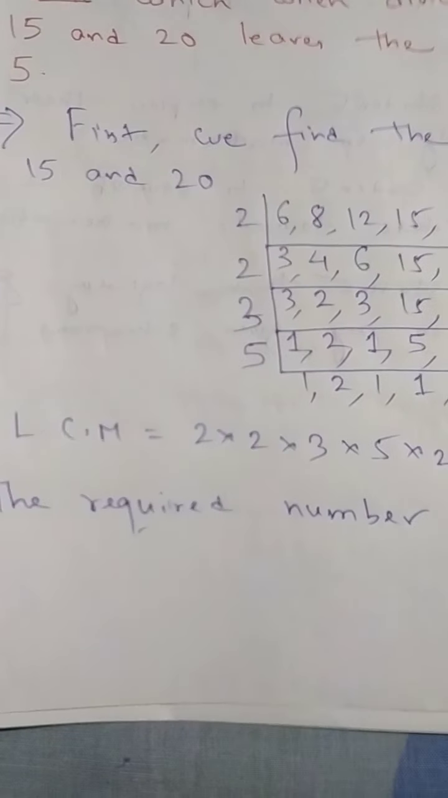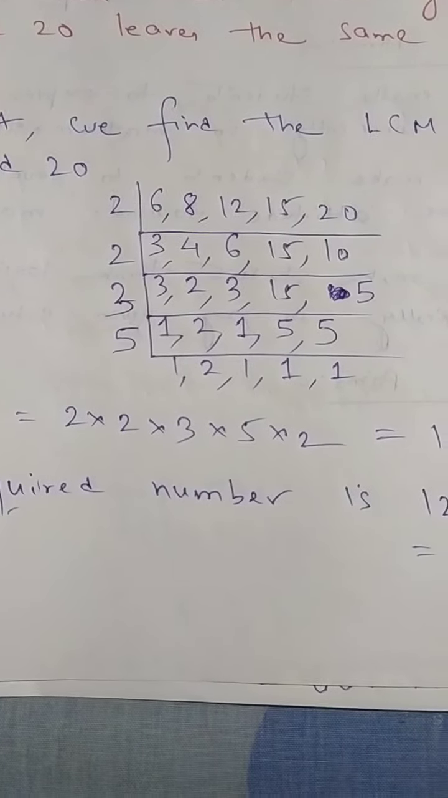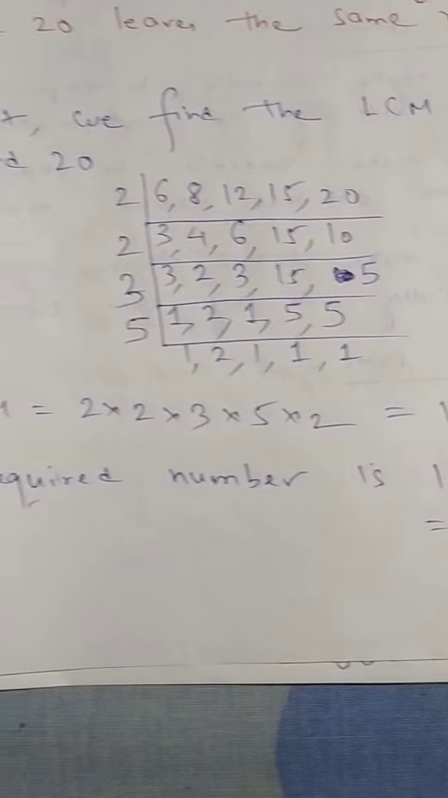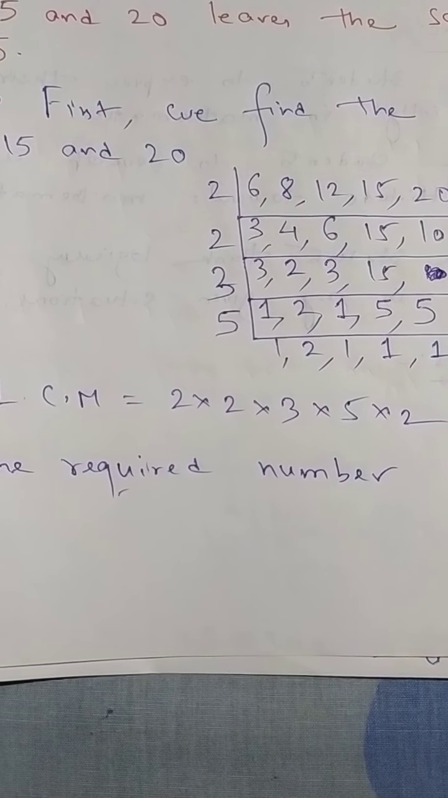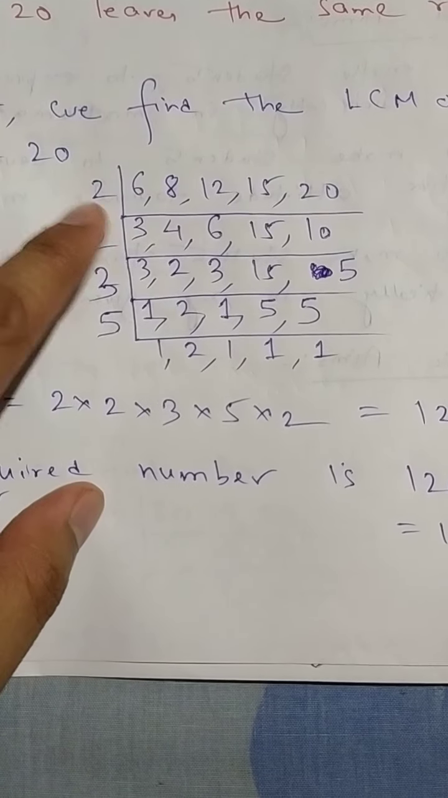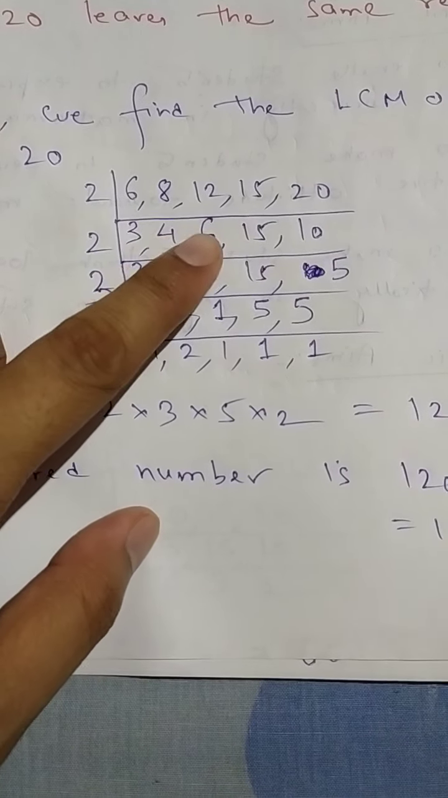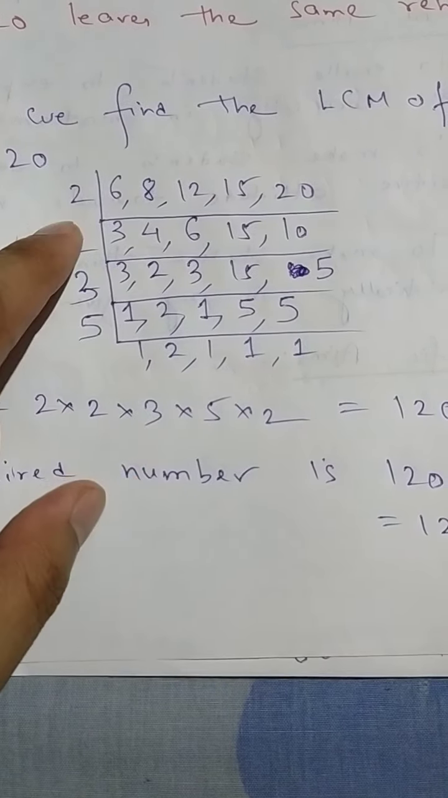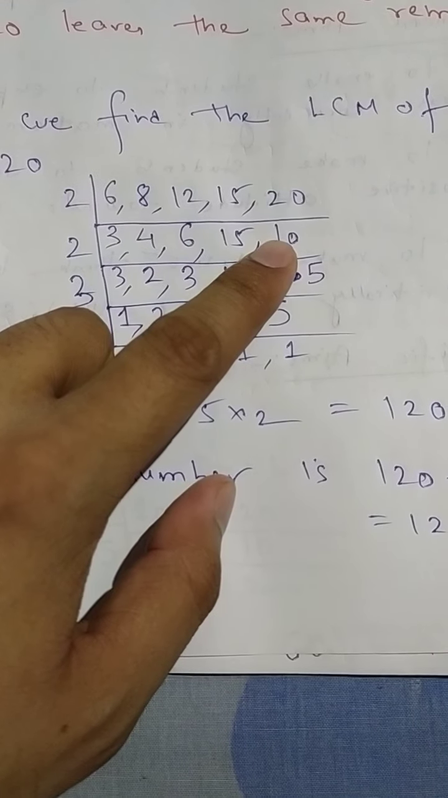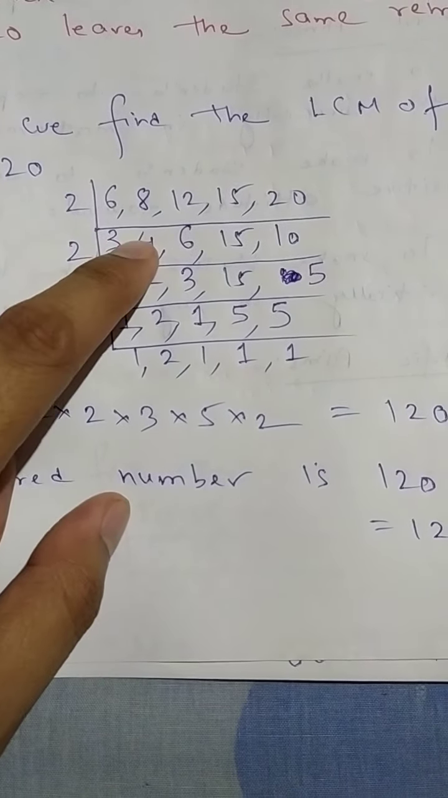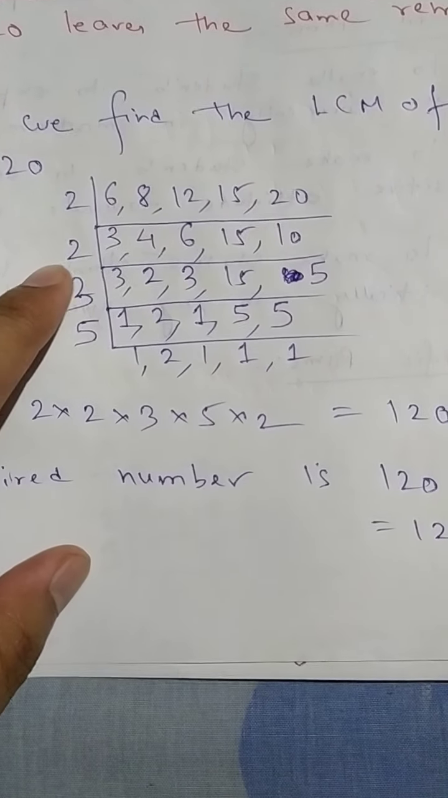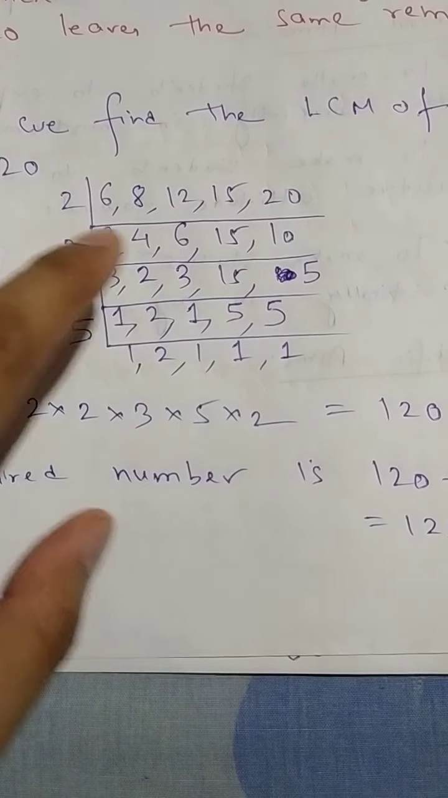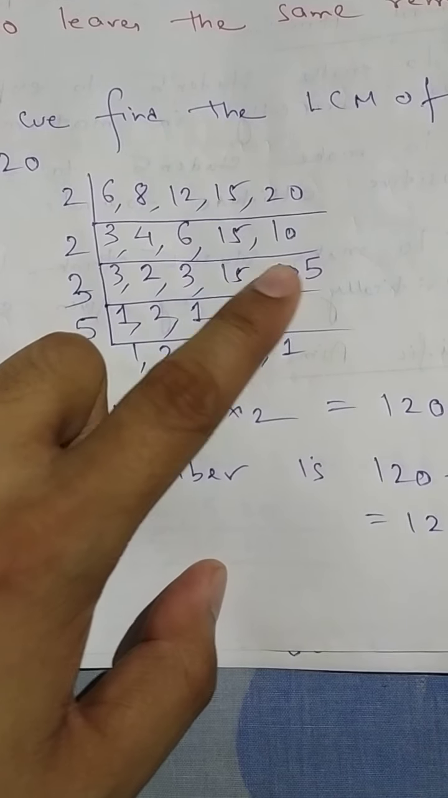So what is the statement? First we find the LCM of 6, 8, 12, 15 and 20. So first with 2: 3, 4, 6. Now if a number is not divisible, you have to write down that number. 15 is not divisible by 2, so you have to write down 15 here. And the others: 3, 6, 4, 8, 6, 12, 10, 20. Now again with 2: 3, because 3 is not divisible, you have to write down 2, 4, 3, 6, 15 is not divisible, so you have to write down 15 and 5, 10.